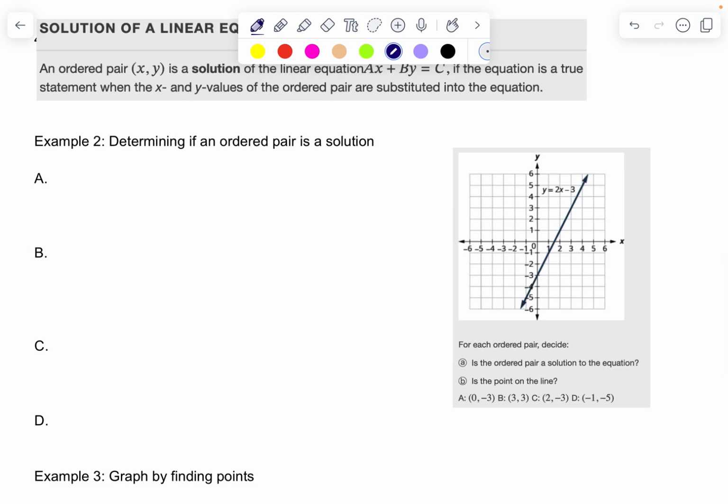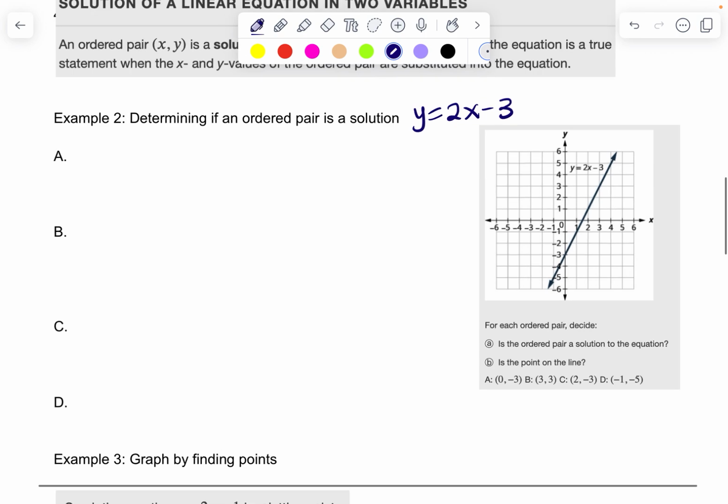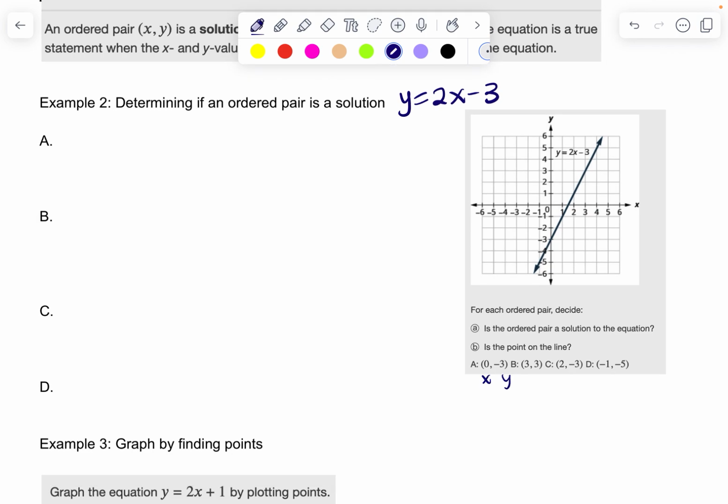So here, our equation is y equals 2x minus 3. And we're going to check it for these different points down here. So first we're going to decide if it fits with the equation, and then we're going to decide if it's actually on the line. So let's look at point A here. X is 0, y is -3. So I'm going to say, is it true that -3 is equal to 2 times 0 minus 3? 2 times 0 minus 3 is -3. So yes, it's true that it works for the equation.